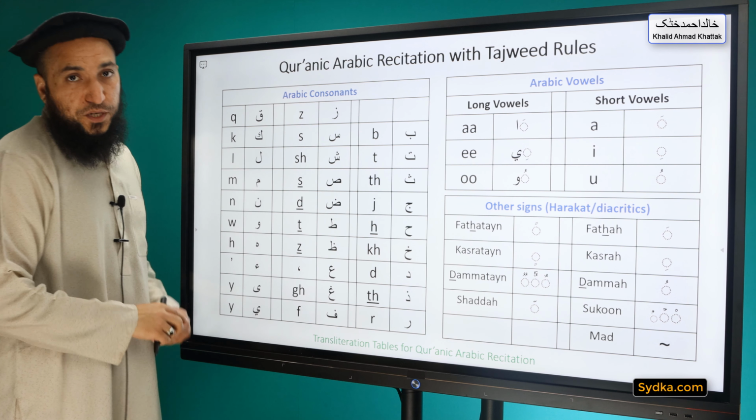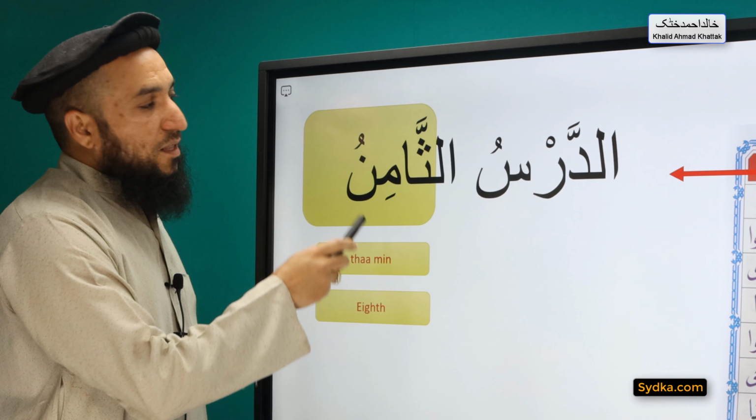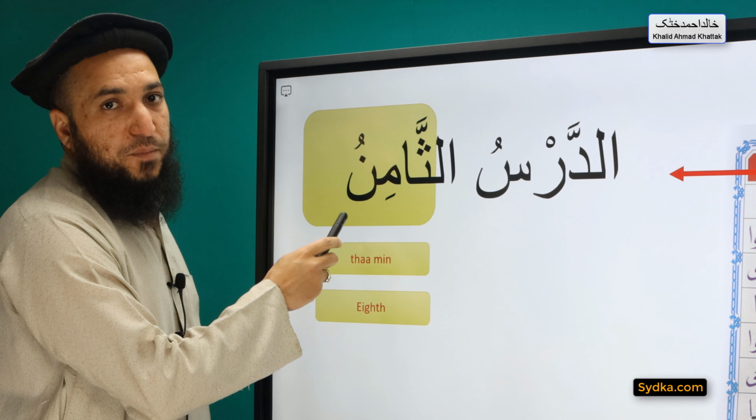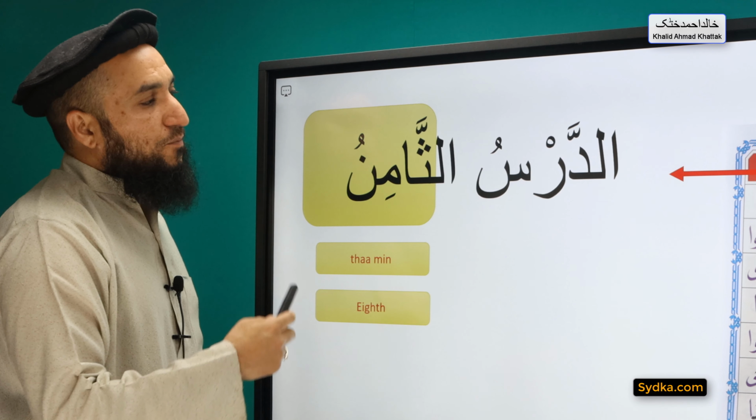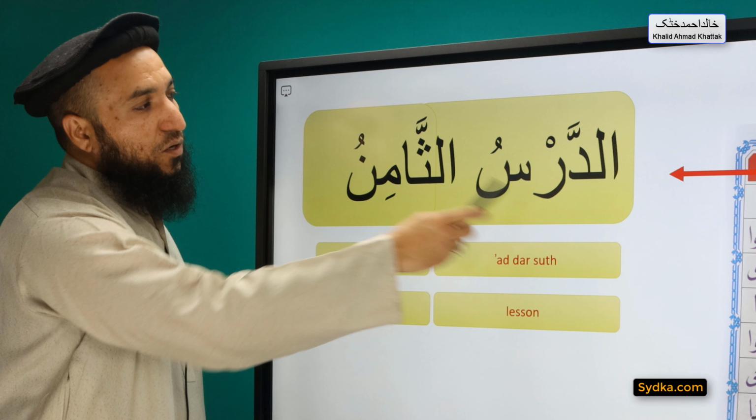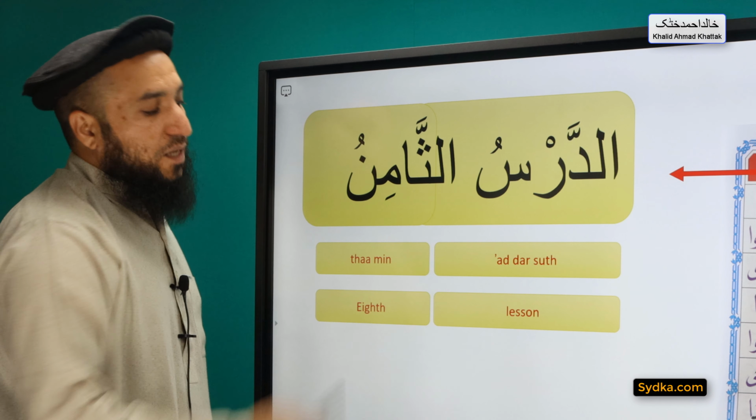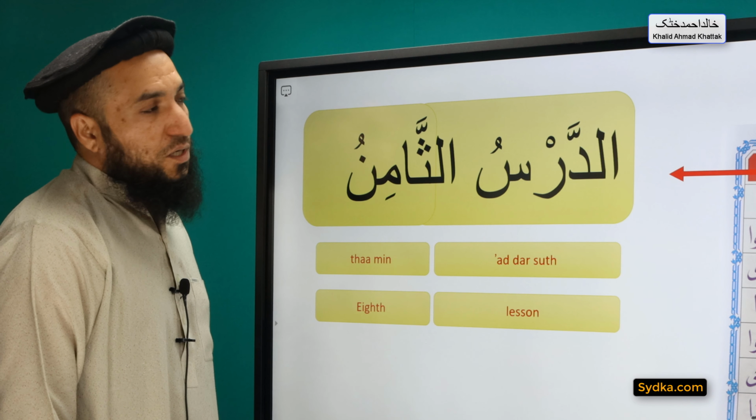Ad-Darsu. Ad-Dars means lesson. Thamin means eighth. So this is the eighth lesson. Ad-Darsu Thamin. So this is the eighth lesson of Al-Qaida Nuraniya.